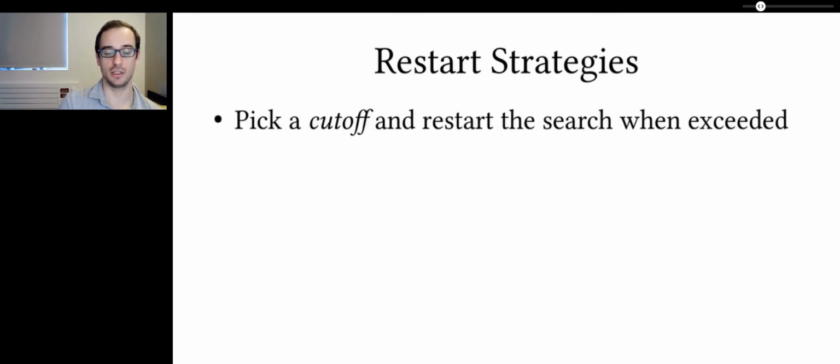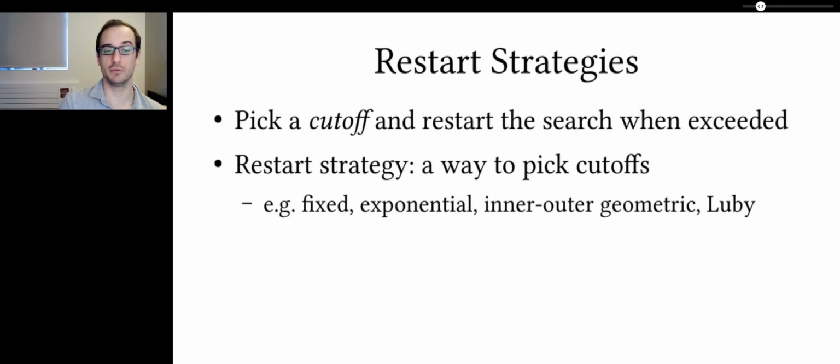The idea here is that we want to pick a particular cutoff, and then if we reach that cutoff by running too many iterations, we're going to restart the search in hope of finding a shorter run. And then a restart strategy is going to be a way to pick these cutoffs. And in general, it's going to depend on how many times we've restarted before. Now, there's been many restart strategies that have been proposed in the literature, but we're only going to look at one of them here, which is the Luby restart strategy.